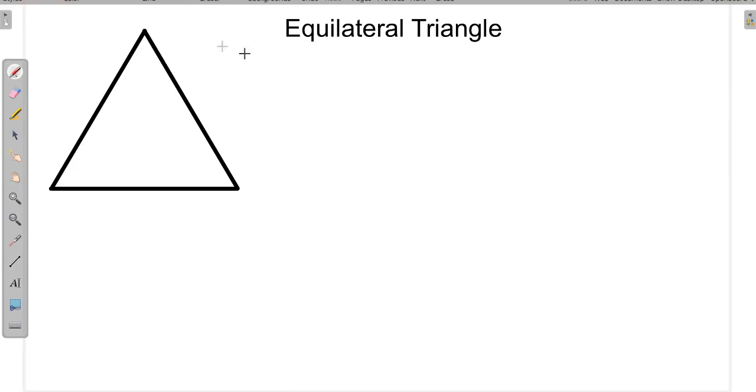The first property of an equilateral triangle is that all sides of an equilateral triangle are equal. So suppose that this is the side AB. This side AB is equal to the side AC, and this is also equal to BC. So all three sides in an equilateral triangle are equal. Suppose that in a question there is an equilateral triangle of side 3 centimeter, that means all three sides of the equilateral triangle are of 3 centimeter.